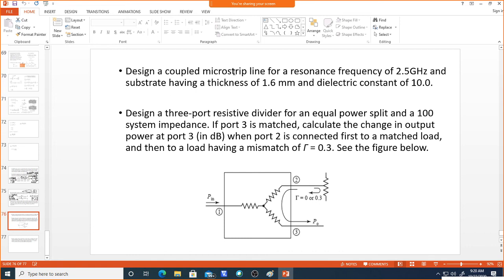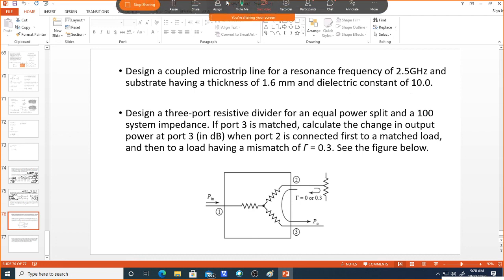Design a coupled microstrip line for a resonance frequency of 2.5 gigahertz and a substrate having thickness of 1.6 mm and dielectric constant 10.